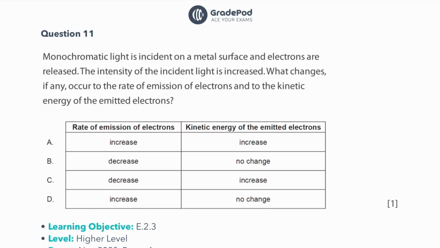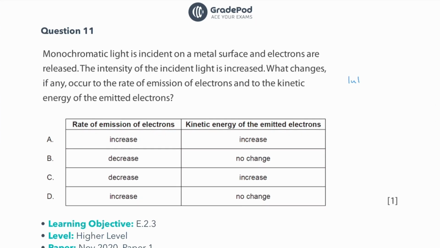Question 11, and it's another one of these slightly tricky ones about the photoelectric effect. Monochromatic light is incident on a metal surface and electrons are released. The intensity of the incident light is increased. But, wait a minute, the frequency stays the same. So, in this case, the number of photons must increase to keep the intensity bigger, which means the number of emitted electrons will increase.